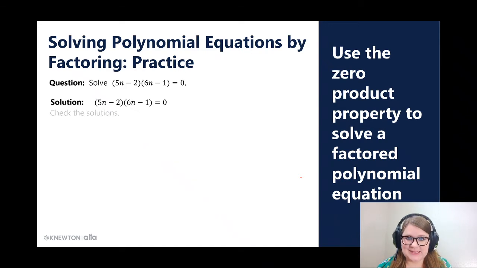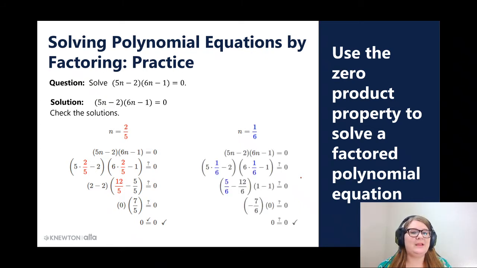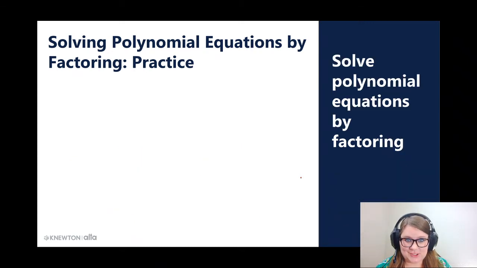I want to check these answers. So I start by checking n equals 2/5. I substitute that into the original equation. I simplify it completely, showing my work all along the way, and I see that the two sides do match. Then I check n equals 1/6. I plug it into every place that there is an n. I simplify completely, and I show that the two sides do indeed match.